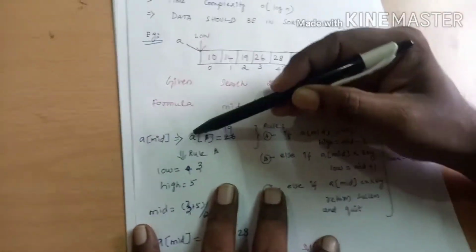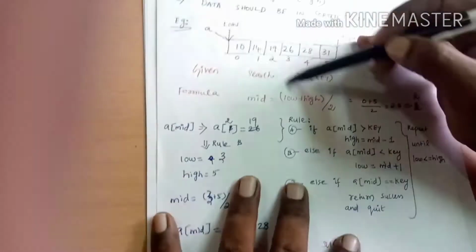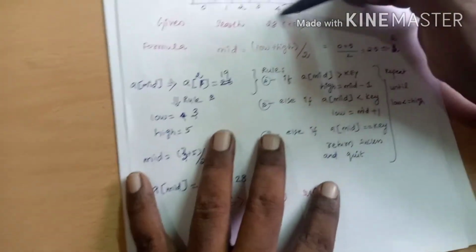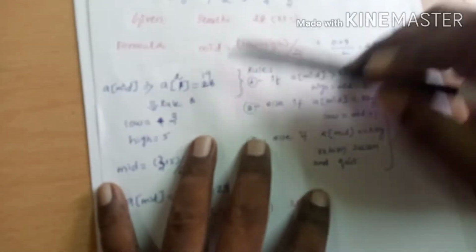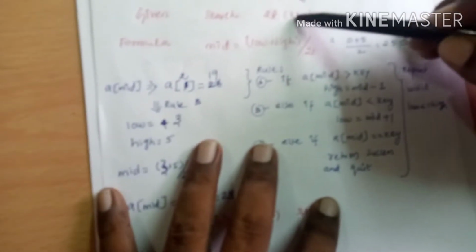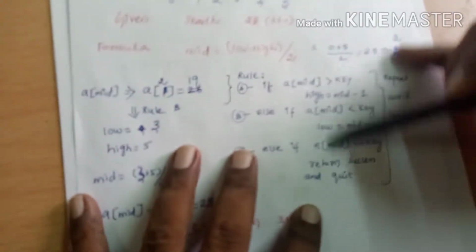Mid value is 2. So we will check whether A of 2 is the key. Remember, we want to find 28. What is A of 2? 19. So we compare 19 and 28. Since 19 and 28 are not equal, we are going to use 3 important rules.